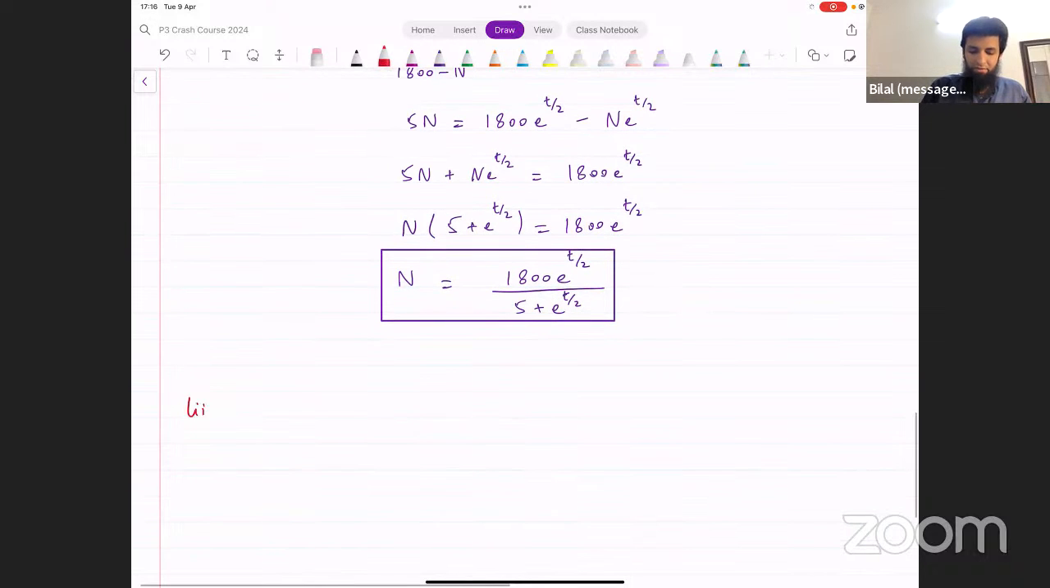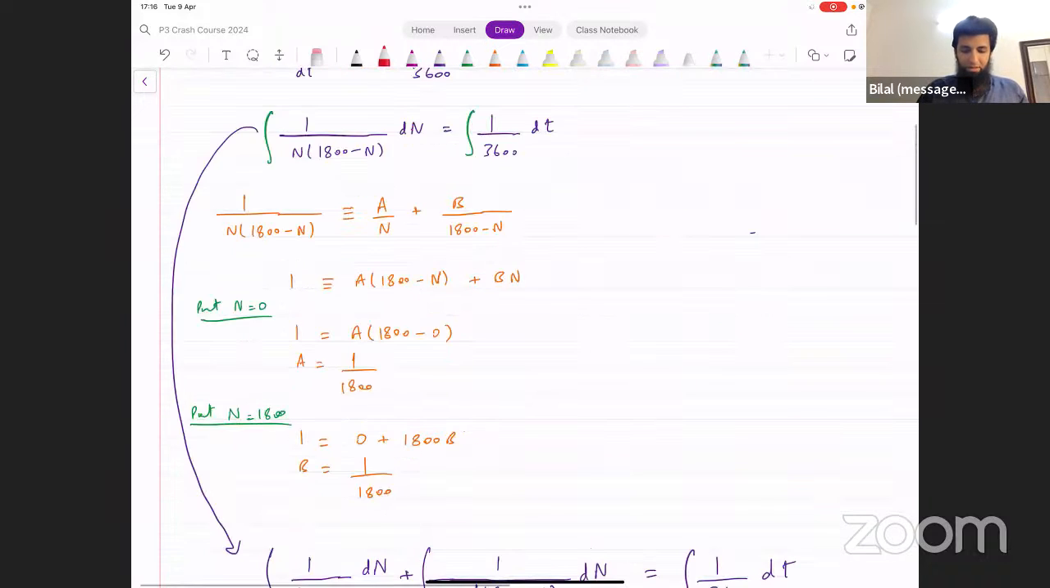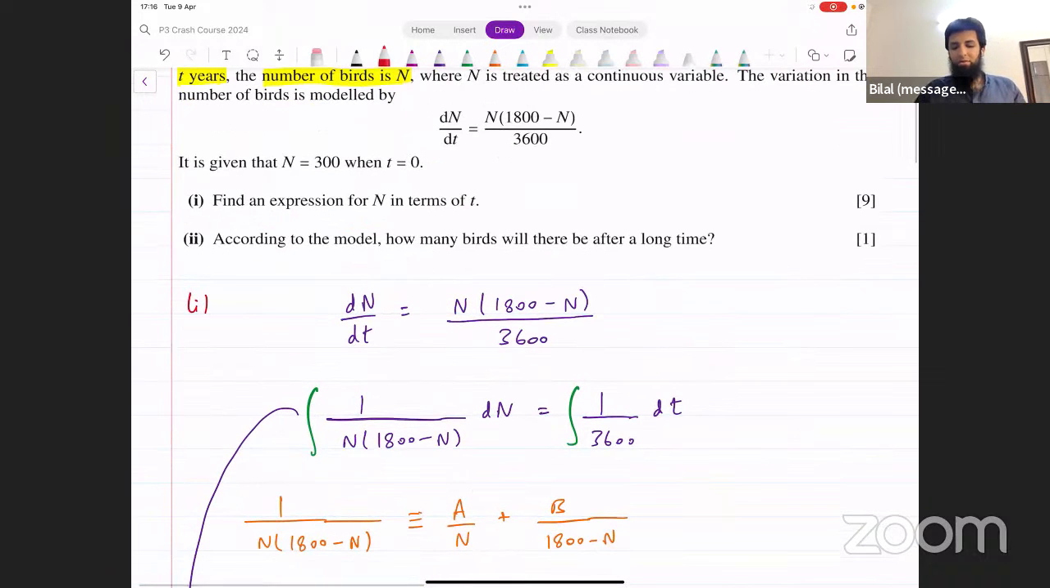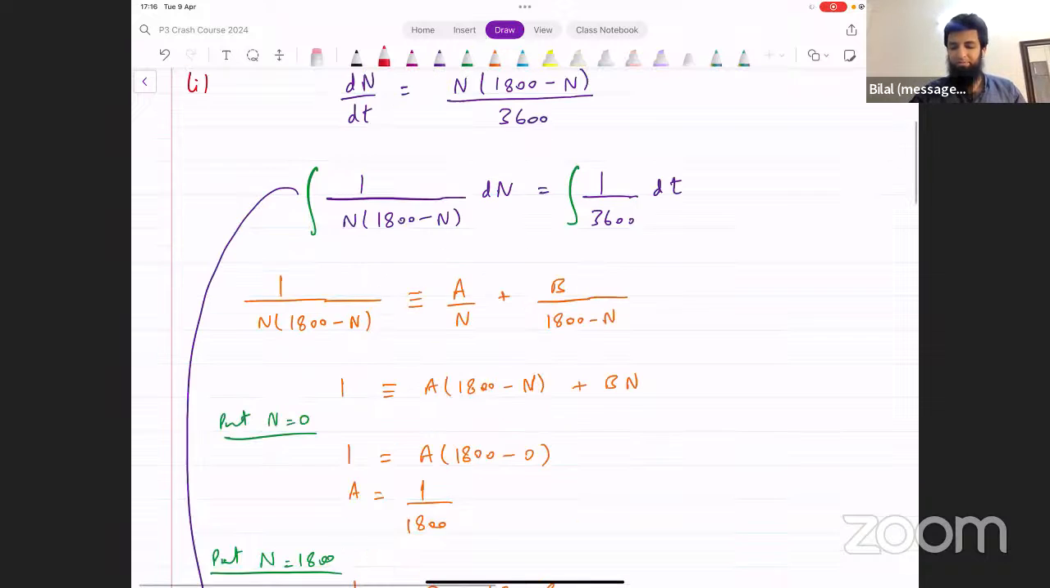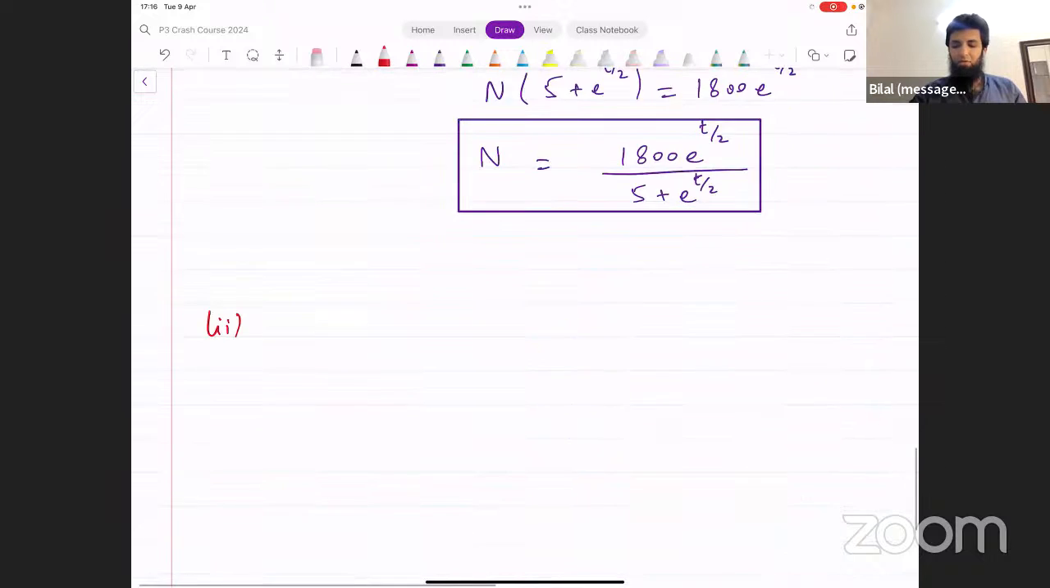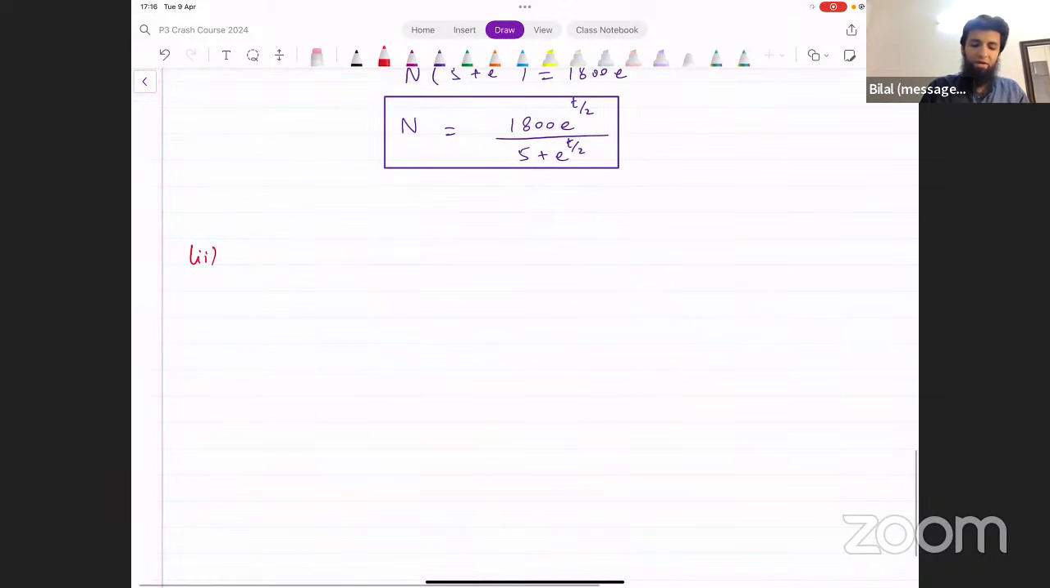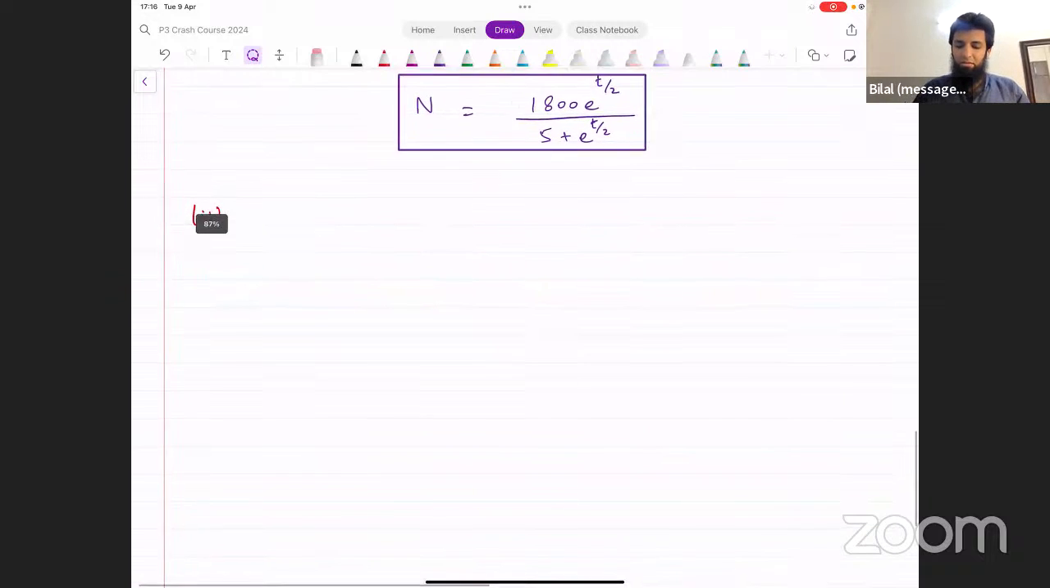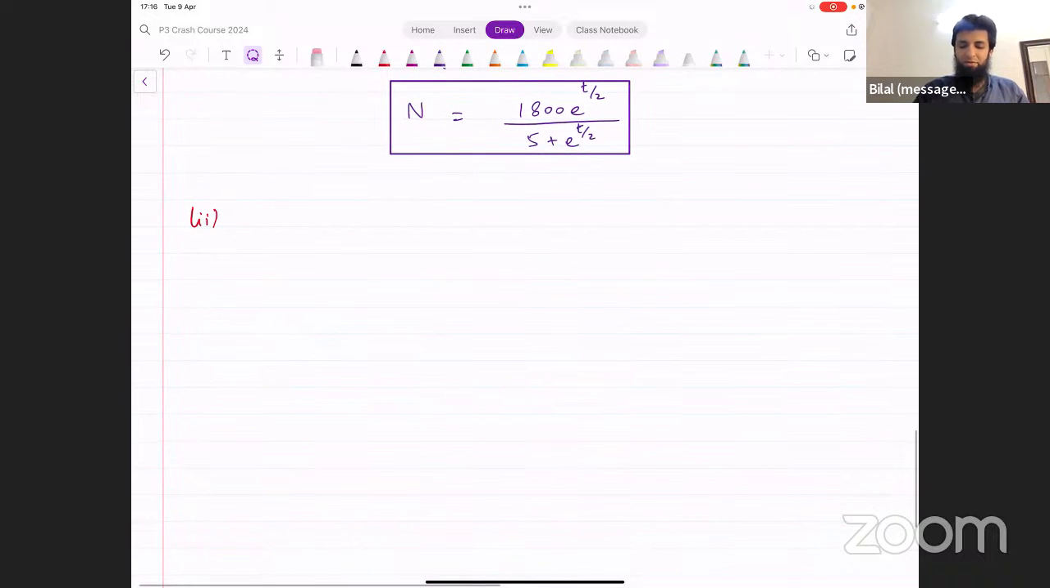Part 2 of this. Now in part 2, it says, according to the model, how many words will there be after a long time? So when t goes to infinity, what's the value of n? That is what they're looking for. So now what happens when t goes to infinity in this case? Now this is interesting. In fact, I wanted to talk about something similar next as well. That's what I was referring to. I think it might just be covered here.